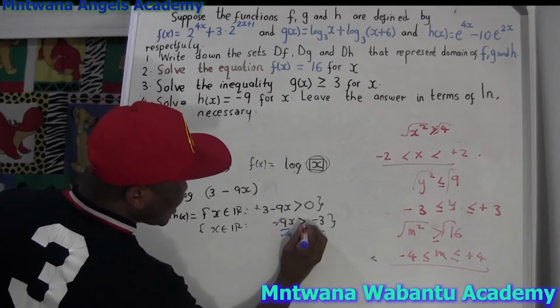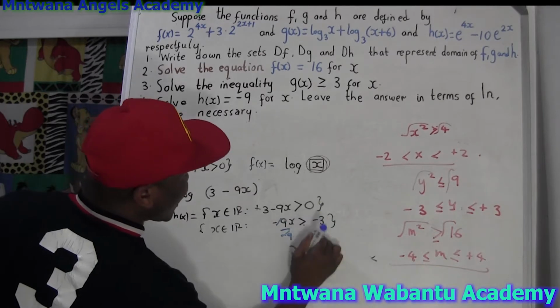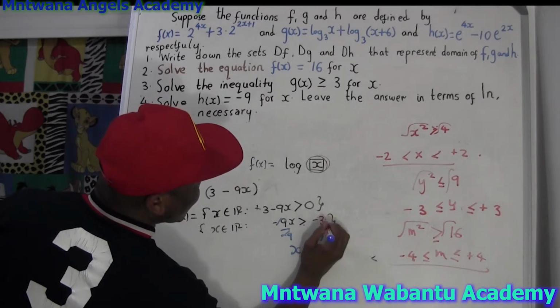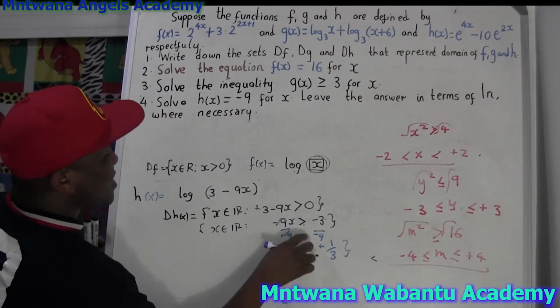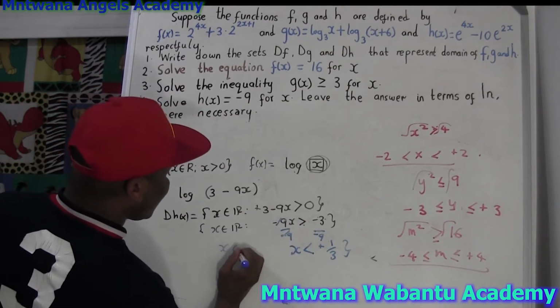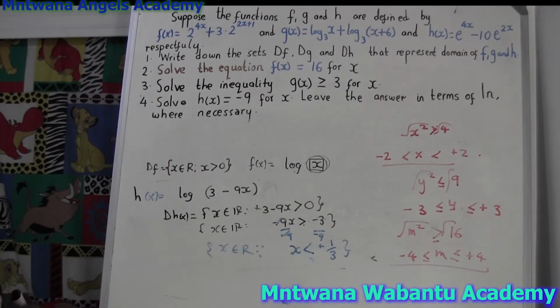So this is going to be x. You see, this direction is going to change. It's going to get the opposite direction. So negative, positive. 3 divided by 9, 1 over 3. Only if you divide by a negative, the direction of the inequality changes. You know what I'm saying? So that's how you get the domain for a logarithm.